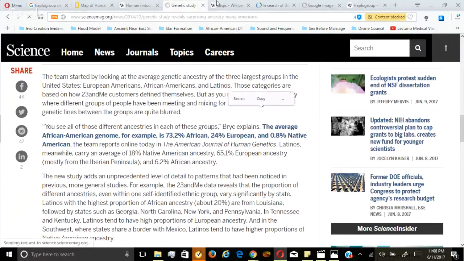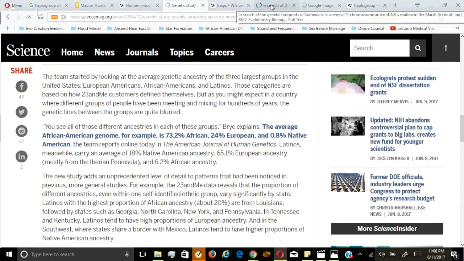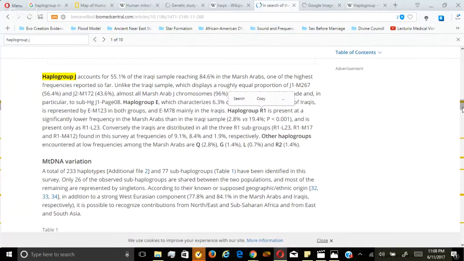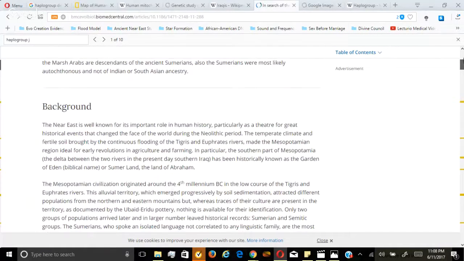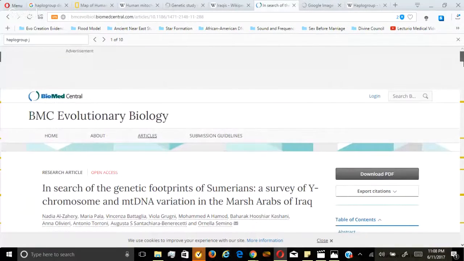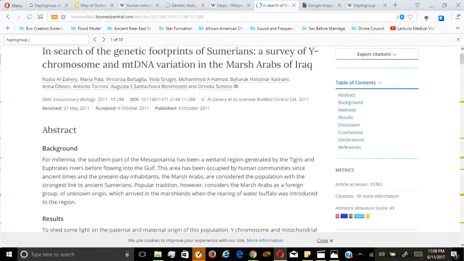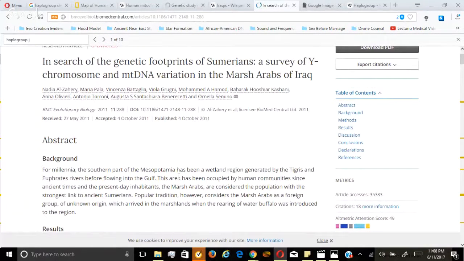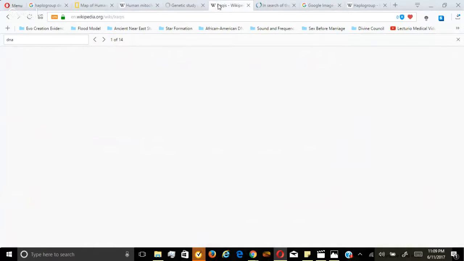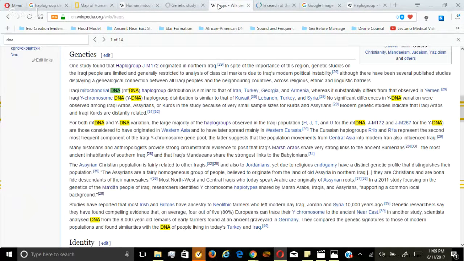So this is what the paper says. Well, go to the title. So, in search of the genetic footprints of Sumerians, a Y chromosome and mtDNA variation in the Marsh Arabs of Iraq. And so that's the evidence that the Marsh Arabs are closely related to the Sumerians, which are the Mesopotamians. And so black people, you are not Hebrew Israelites.